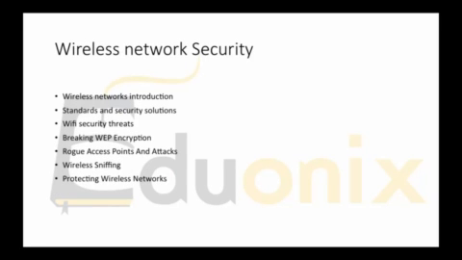Wireless network security. It's not the most secure thing in the world to use a wireless protocol, but everybody does. We're going to have a bit of an introduction into wireless networks and examine the different kinds of cryptography used, which would be standards and security solutions, as well as some Wi-Fi security threats. Breaking WEP encryption, really quite easy. Rogue access points and attacks, that kind of ties into man-in-the-middle attacks a bit. Wireless sniffing and protecting your wireless network as well.